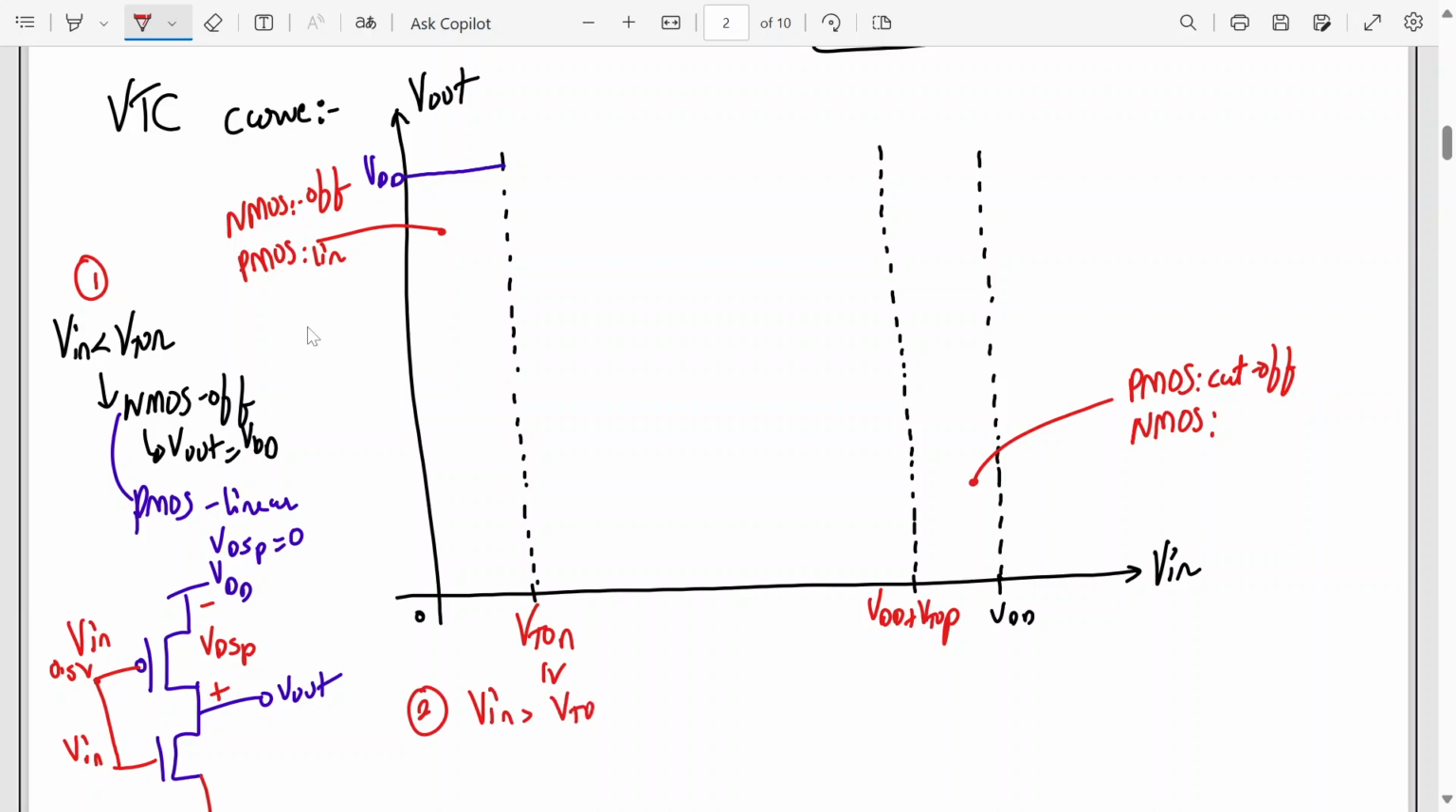Vin becomes greater than VTON. तो NMOS is on हो गया. PMOS will continue to remain in linear mode. So NMOS on हो गया, पर on is linear or saturation we have to determine. कैसे? उसका VDSN क्या है? VGSN minus VTON. So VGSN क्या है?